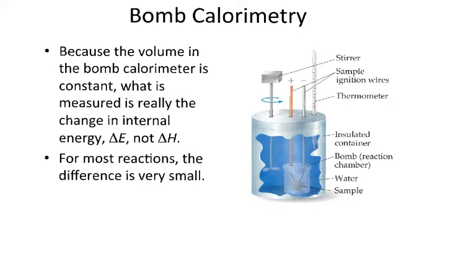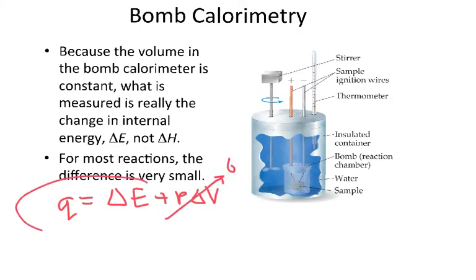Again, bomb calorimetry has constant volume. If you remember, if we rearrange this equation, Q is equal to delta E plus P delta V. At constant volume, this term goes to 0. So the heat change is really the change in internal energy, not enthalpy. But since internal energy and enthalpy are, for most cases, very similar values, the actual difference would be very small.